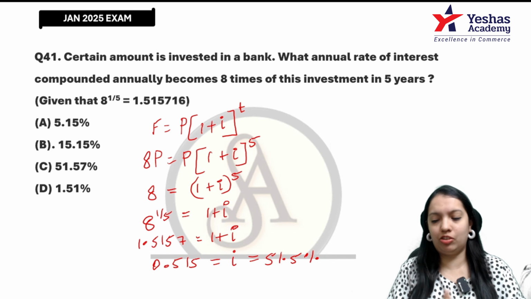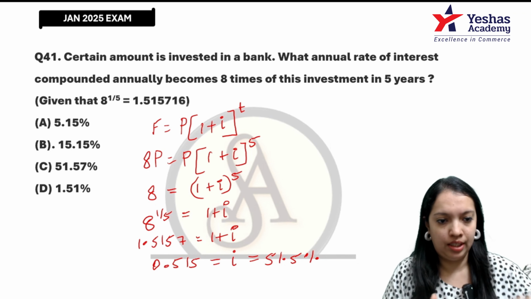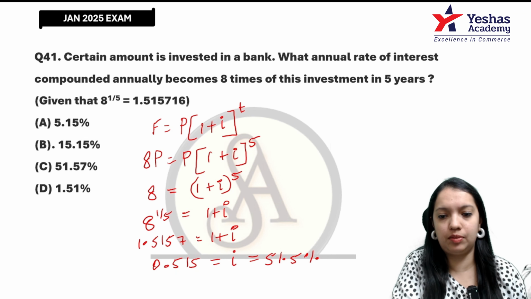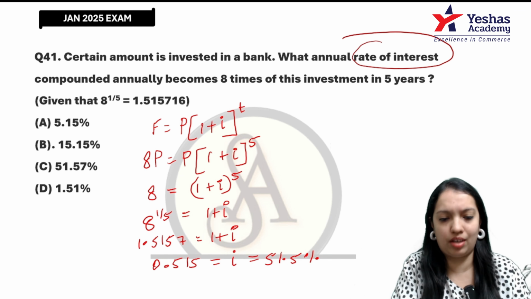This time, what about the paper is there are totally 15 questions from the time value of money chapter. Here is the next question. A certain amount is invested in a bank. What is the rate of interest? So you have to calculate the I or R value.